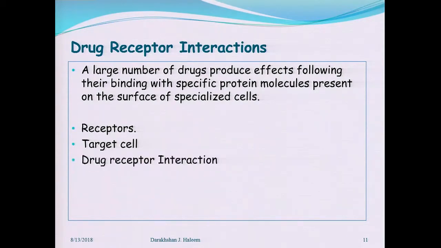The drug receptor interaction is usually a reversible reaction, meaning the drug will occupy the receptor site and immediately it will be released from that site. But sometimes the reaction is irreversible too. In that case, the receptors are permanently eliminated from the system.